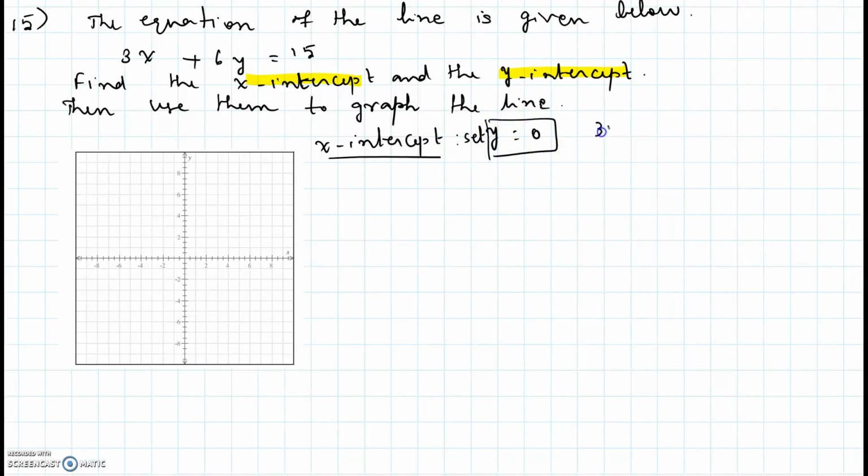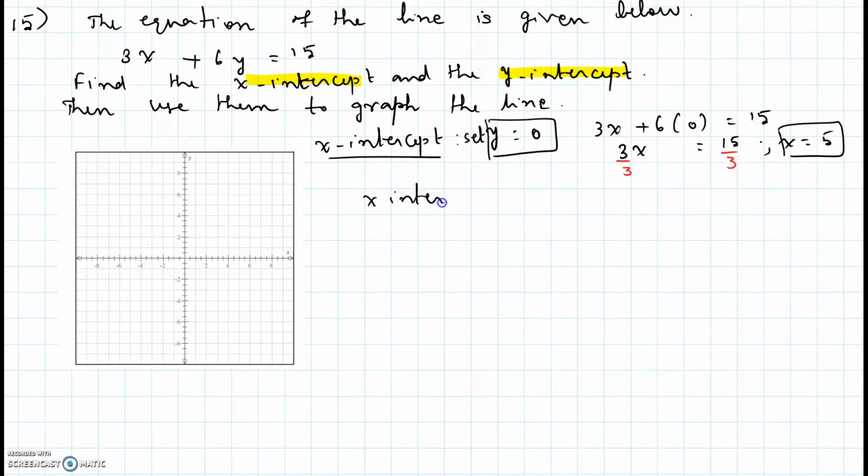So in the equation we get 3x plus 6 times 0 equal to 15. Now 3x plus 0 equal to 15. We divide both sides by 3. You get x equal to 5. In other words, the x-intercept, which has an x-coordinate and a y-coordinate: the x-coordinate is 5, the y-coordinate is 0.